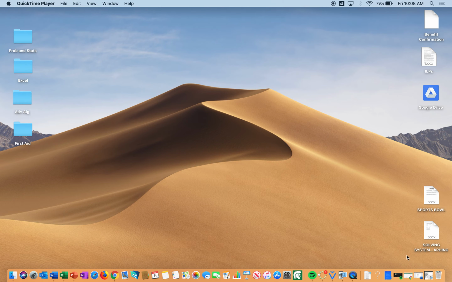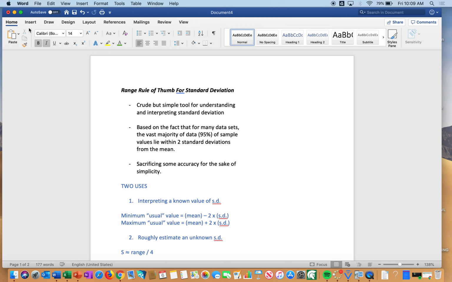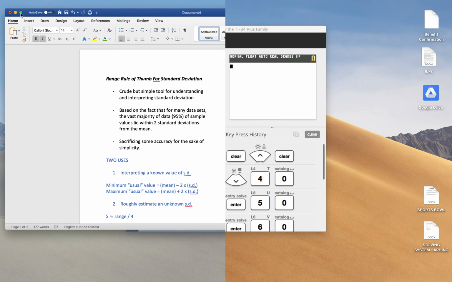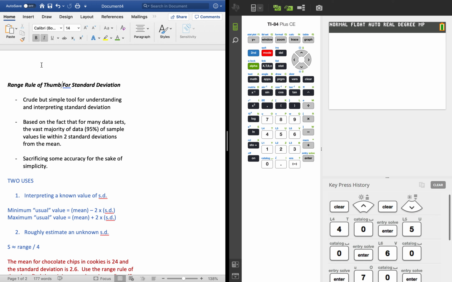So today we're going to continue with our standard deviation stuff. Give me a second here to set this up for our video. There we go. A couple things today. Hopefully this will be pretty short. We're going to talk about the range.